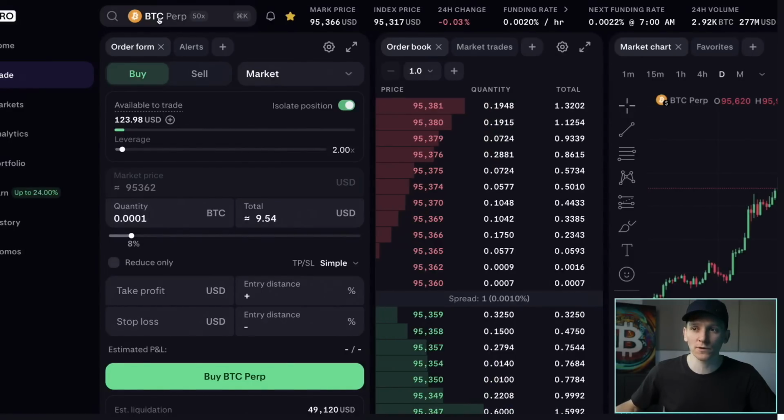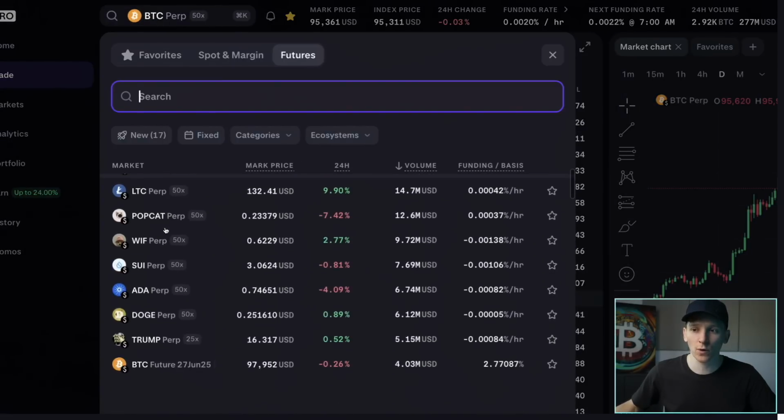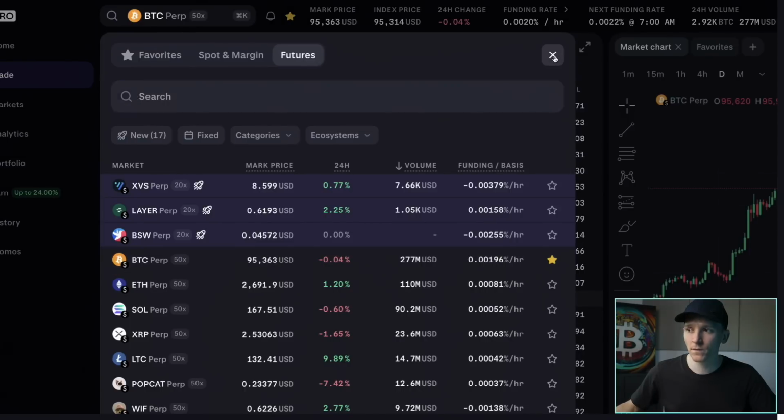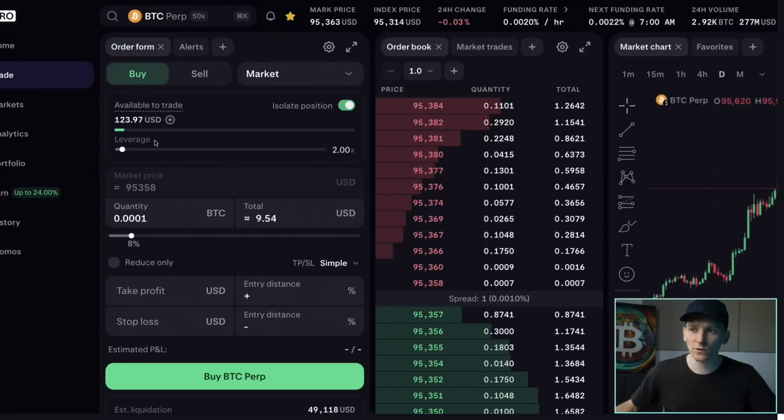I'll trade the Bitcoin futures contracts here. Everything is valued in USD. So Bitcoin perp means Bitcoin USD, ETH USD, and so on. From here, I'll be using 2x leverage with an isolated position. I'm going to open a market order just to get the trade done.